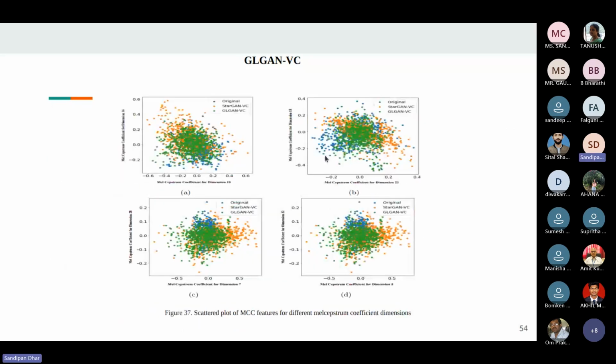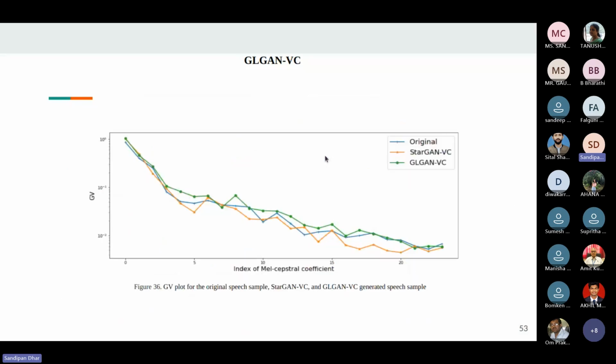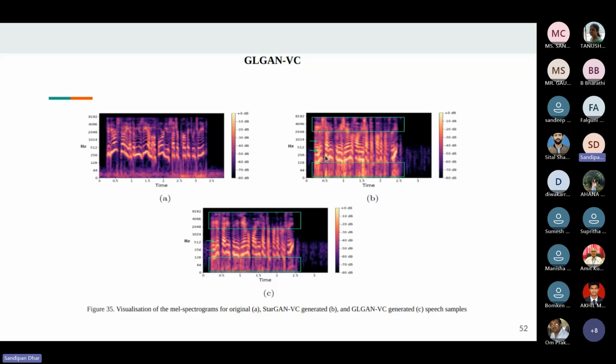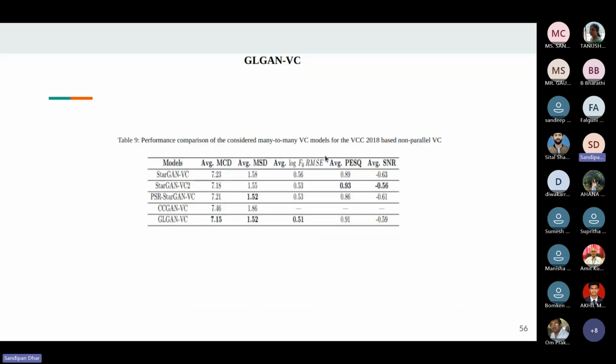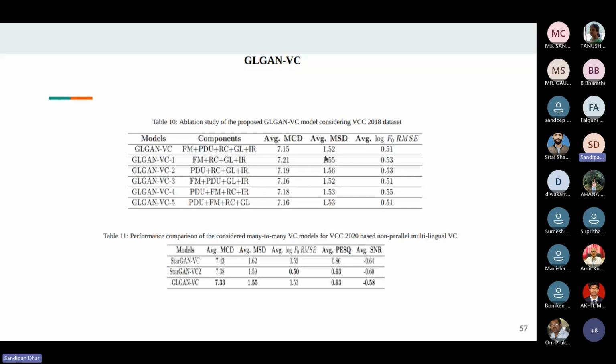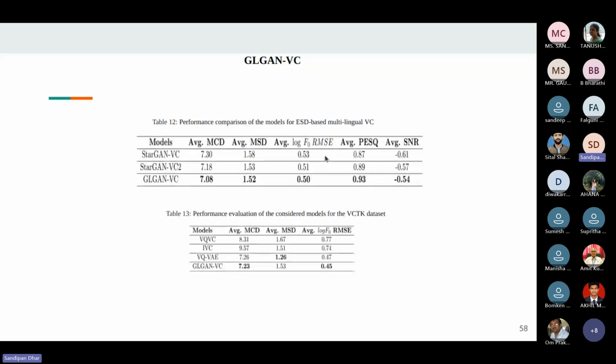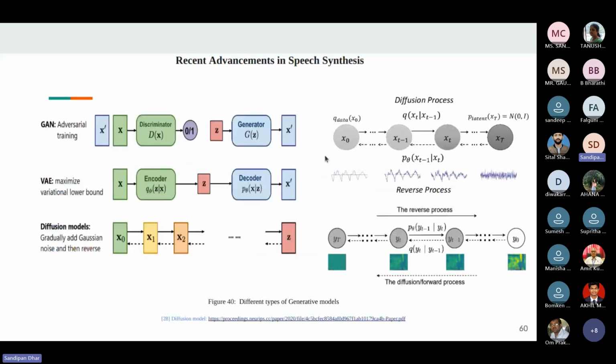So these are the feature distribution related measurements. I have already explained global variance, mel spectrogram representation, and similarity of the mel spectrogram. These things are quite similar to any voice conversion evaluation metrics that we mostly use. Then let me go to the diffusion part.